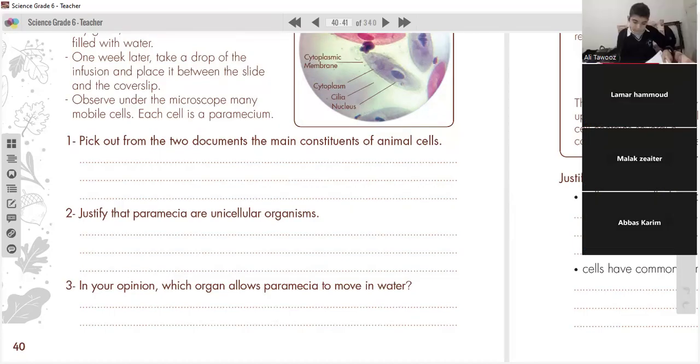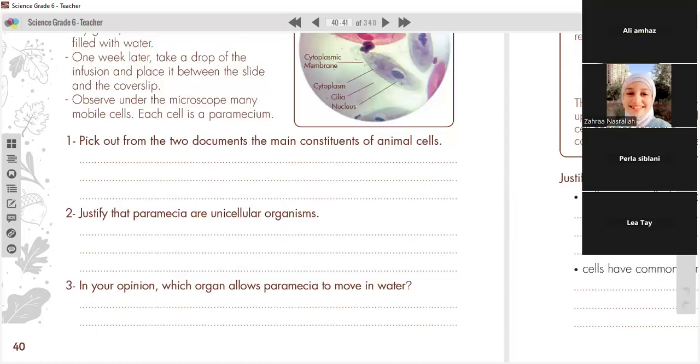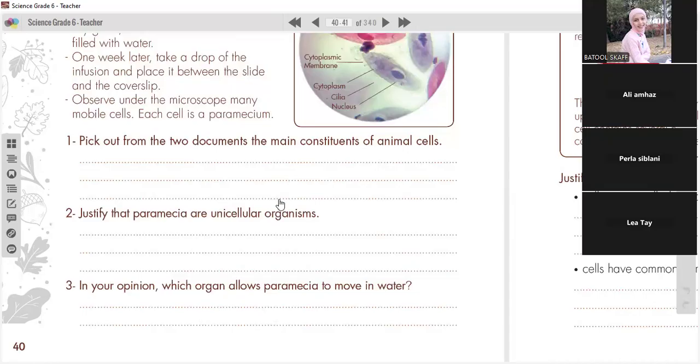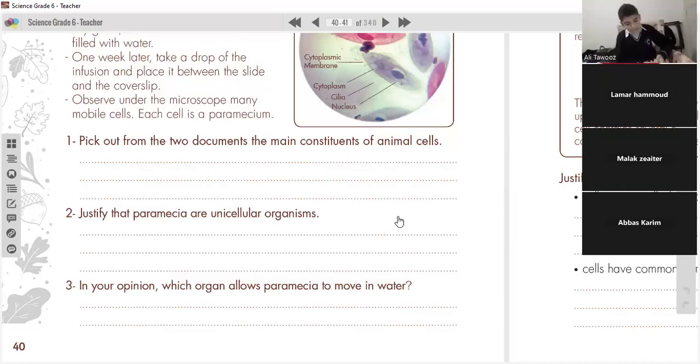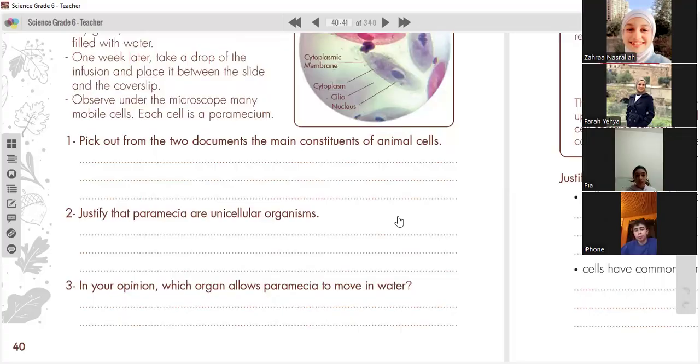Okay, Leia, yes. What about the organisms that are made up of many cells? What do we call them? Can we say for them unicellular? No, it is multicellular. Excellent, multicellular.